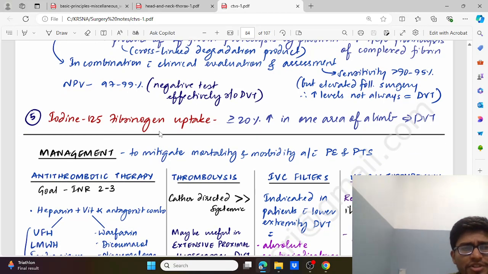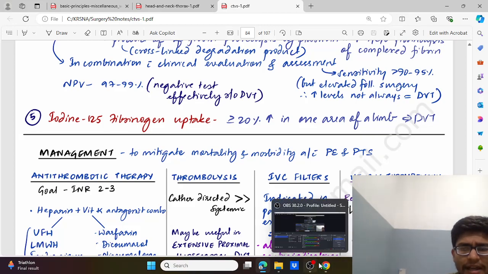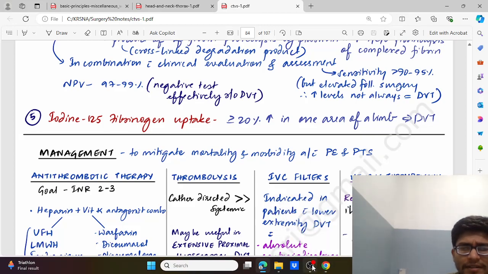Iodine-125 fibrinogen uptake test: a more than 20% increase in one area of the limb is a sign of DVT. So this was all about the diagnosis of DVT.